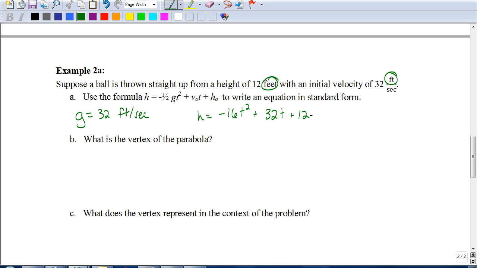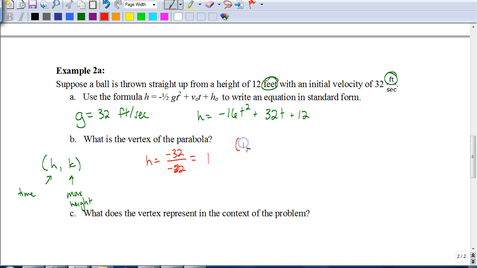To find the vertex, remember the vertex here is important because the y part of the vertex represents the maximum height, and the x part of our vertex represents the time that it takes you to reach that maximum height. So to find the vertex, we're going to do the same process that we were doing earlier: opposite of b divided by 2a. Opposite of b is negative 32. 2 times a, well, 2 times negative 16 is also negative 32. And negative 32 divided by negative 32 is 1.